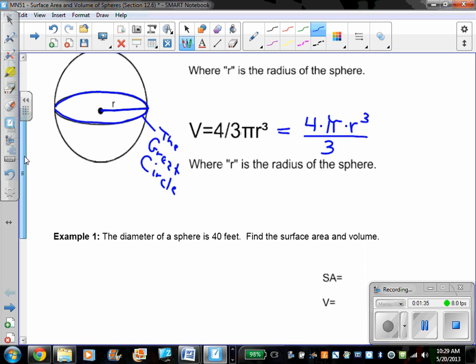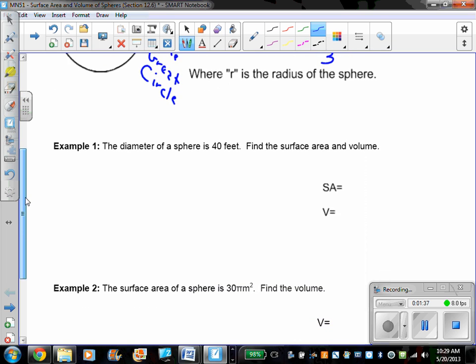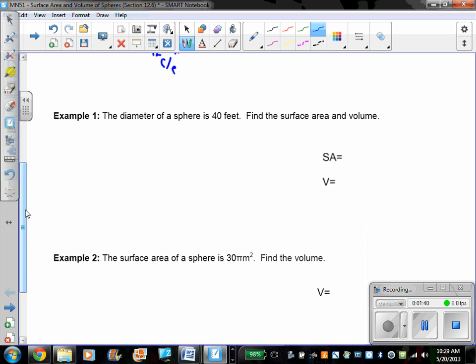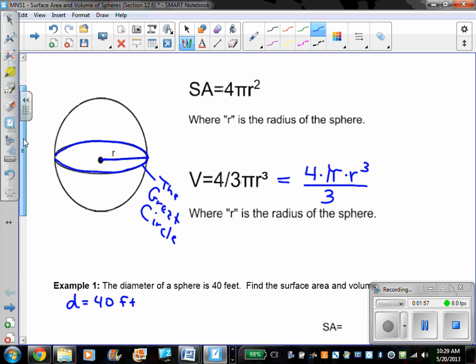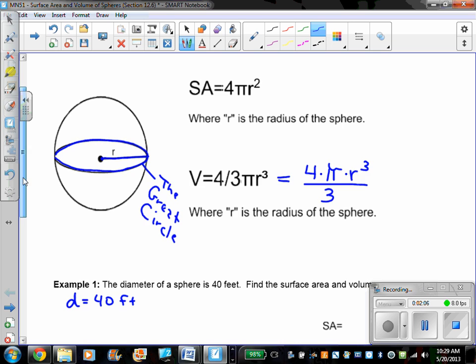We have two examples down here to demonstrate how to use surface area and volume for a sphere. Example 1 says the diameter of a sphere is 40 feet. So I'm going to put D equals 40 feet, so I don't forget. Find the surface area and volume. I want to take a step back: both of these formulas for surface area and volume of a sphere need the radius. You square the radius in surface area, you cube the radius for volume.